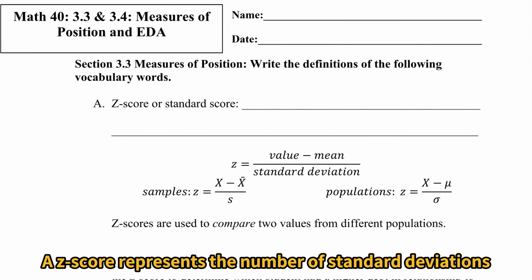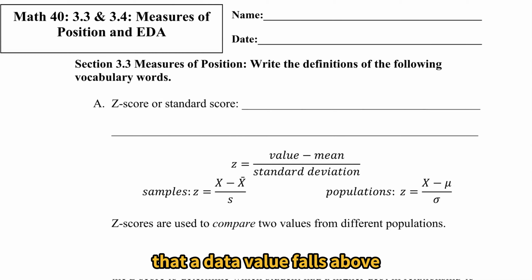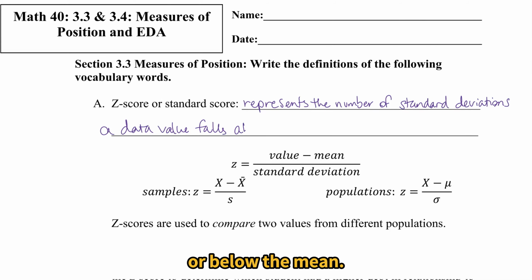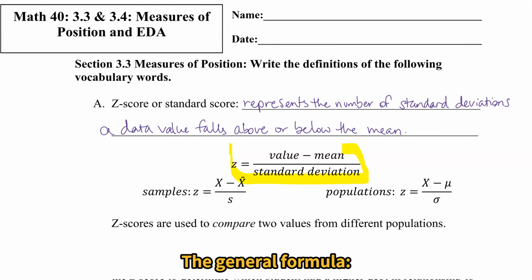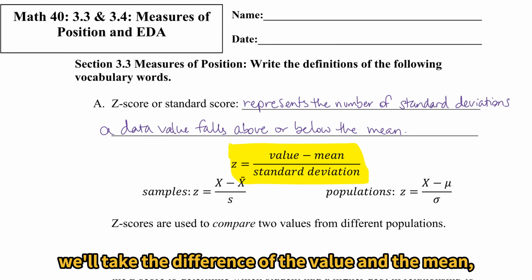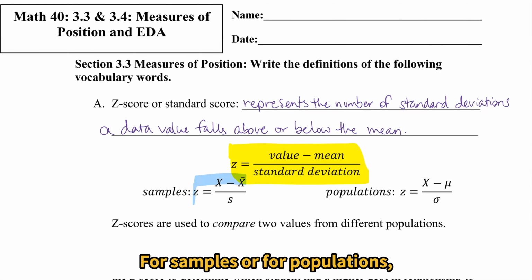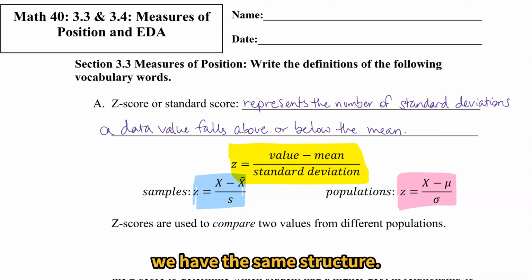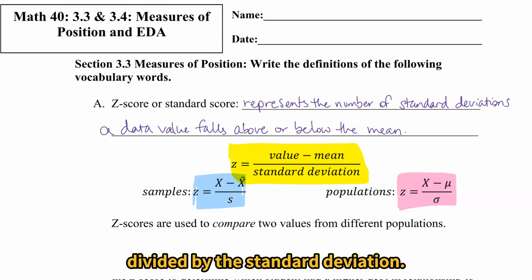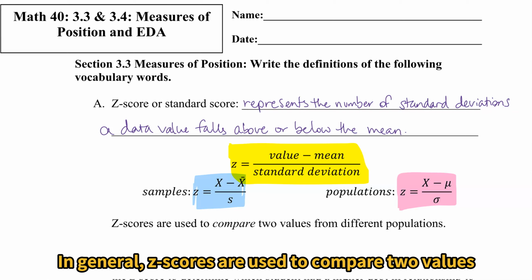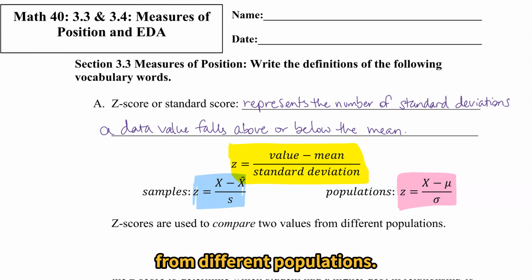A z-score represents the number of standard deviations that a data value falls above or below the mean. The general formula will take the difference of the value and the mean and then divide by the standard deviation. For samples or for populations, we have this same structure. The z-score is x minus the mean divided by the standard deviation. In general, z-scores are used to compare two values from different populations.